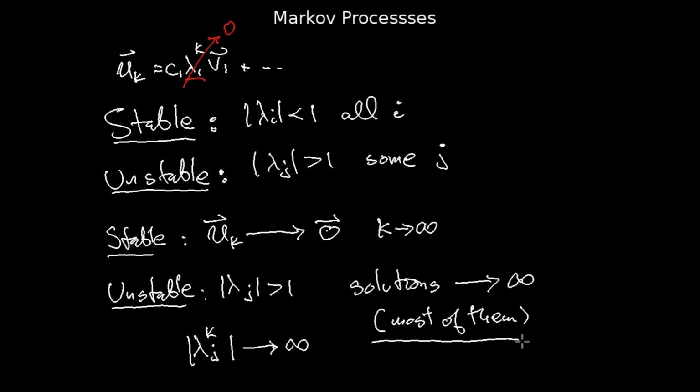So this is the first case of stability. We're going to see several different examples of this kind of behavior. And it really shows you that everything is controlled by the size of the eigenvalues.